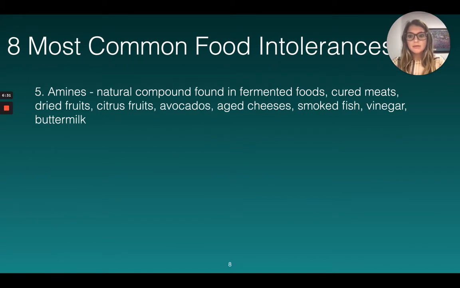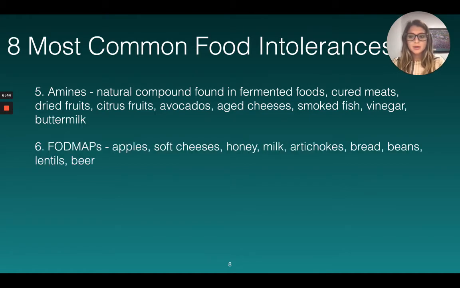And then number 5 is going to be amines, which is a natural component found in fermented foods such as cured meats, dried fruits, citrus fruits, avocados, aged cheeses, smoked fish, vinegar, and buttermilk. Number 6 is FODMAPs. These are a specific type of sugars, naturally occurring components in several food items such as apples, soft cheeses, honey, milk, artichokes, breads, beans, lentils, and beer.